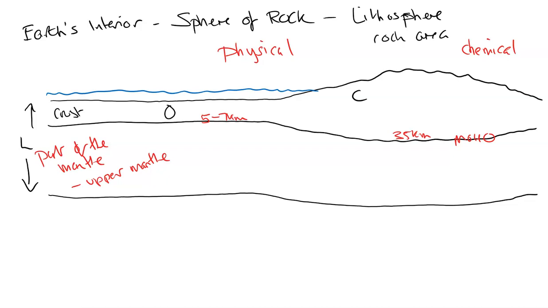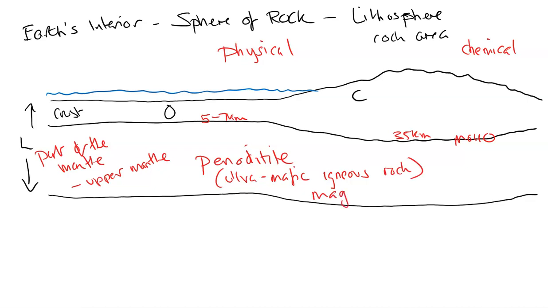So in terms of composition, you have mostly peridotite, which is an ultramafic igneous rock made from magma, and it is magnesium, and it is lots of iron, okay? And you have a very dense rock. A very dense rock, and the average density is 3.3 grams per centimeter cubed.